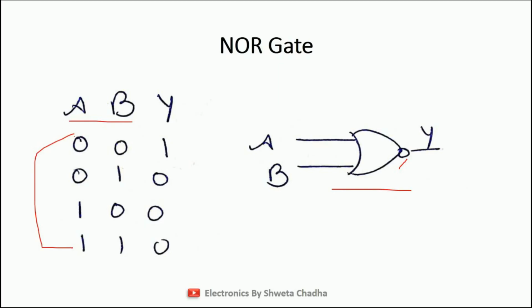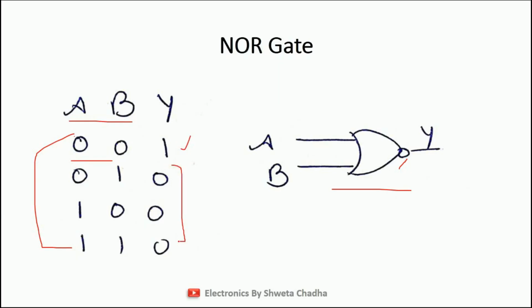So what is NOR gate? NOR gate is the opposite of OR gate. In OR gate, when all the inputs are low, that is 0, then output is 0. In all the rest of the cases, output is 1. The reverse is true in the case of NOR gate. That is, when all the inputs are 0, then output is 1. And in all the remaining cases, output is 0.